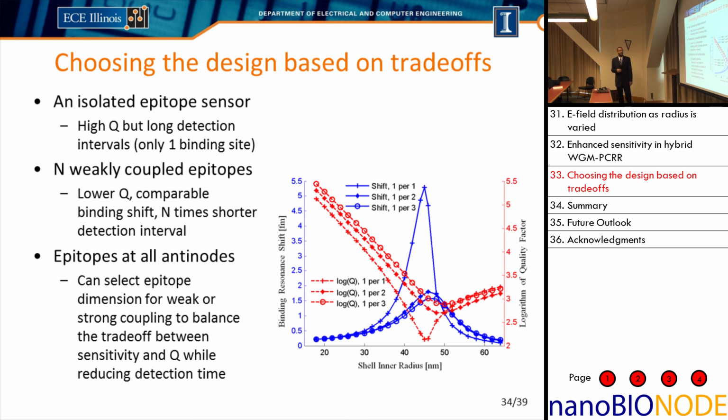And so if you place them at every single antinode, then you get the most frequent detection, and you can still trade off the coupling by balancing the effects of sensitivity. So if I place them at every single node, or antinode, I get very high sensitivity, but I have low Q. If I place them every other, I have lower sensitivity, but I have better Q. So I can trade off those two parameters while still reducing the detection time compared to just having a single isolated epitope.